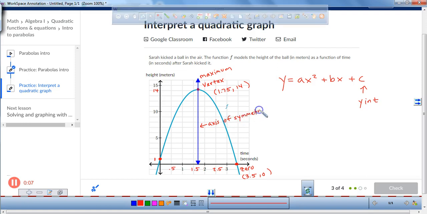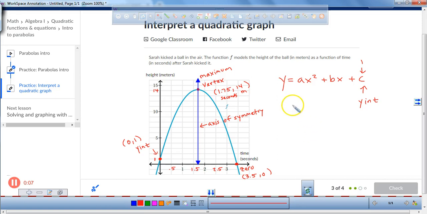Okay, so there are different features of a graph that you need to know. One of them is right here. That's called the y-intercept. And that is at 0, 1. So if it says, hey, what's your c value? We know that value definitely looks like it's at a 1. Okay. If it asks us for the vertex, the maximum height, it gets to about 14 meters. And what does that 1.75 represent? That represents the time in seconds it took to get there. So at about 1.75 seconds, it got up to 14 meters.